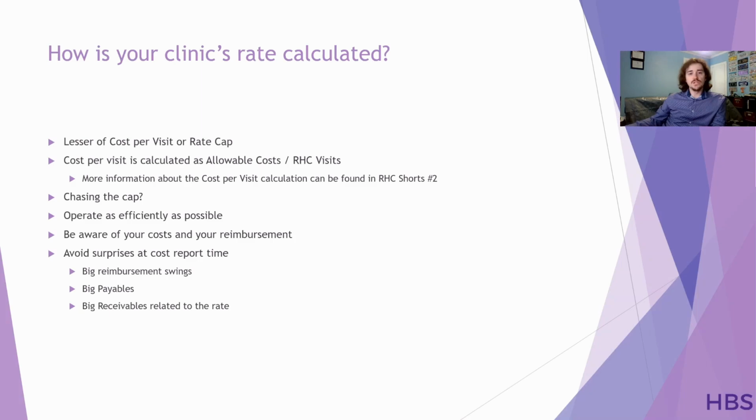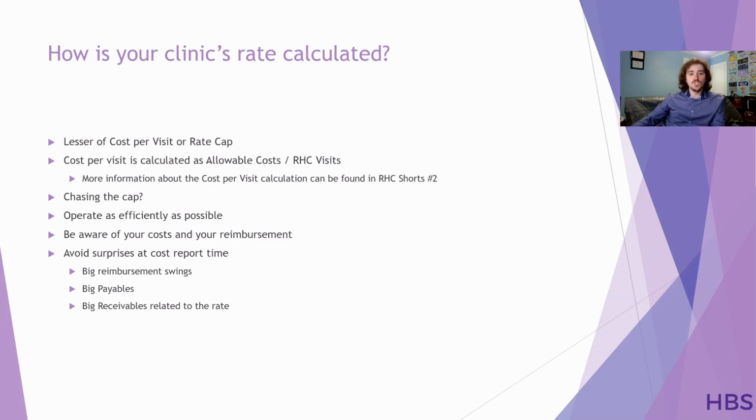So before we really get into the rate caps themselves, I want to take a brief moment and talk about how a clinic's rate is determined. So it is the lesser of either the calculated cost per visit or the rate cap for the period. Of course, the cost per visit we talked about in our cost per visit calculation video, RHC Shorts number 2, but generally this is allowable costs divided by RHC visits.